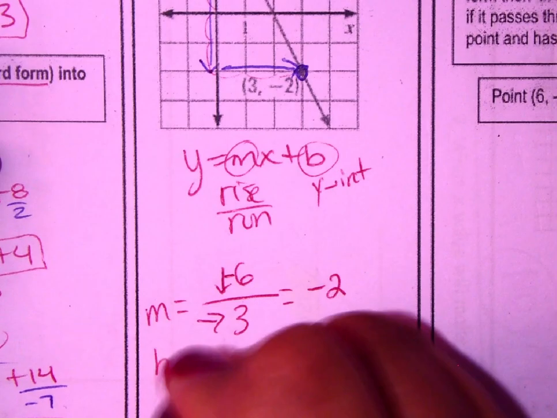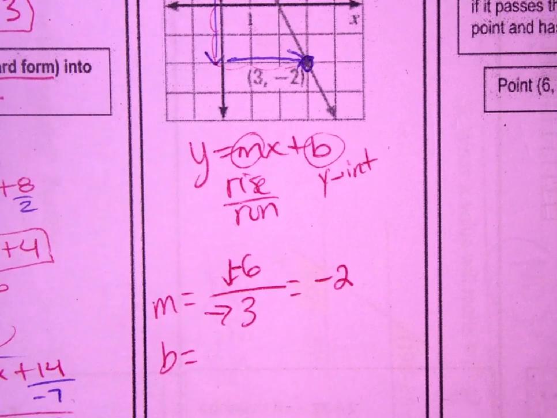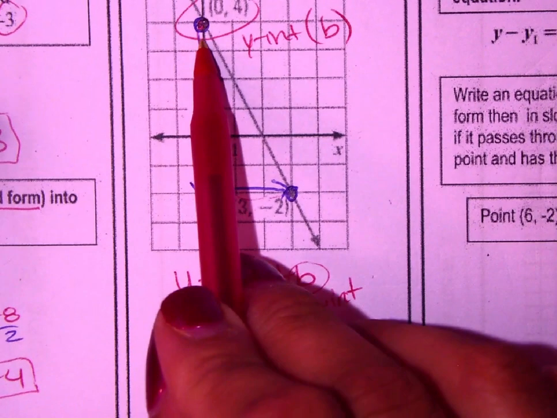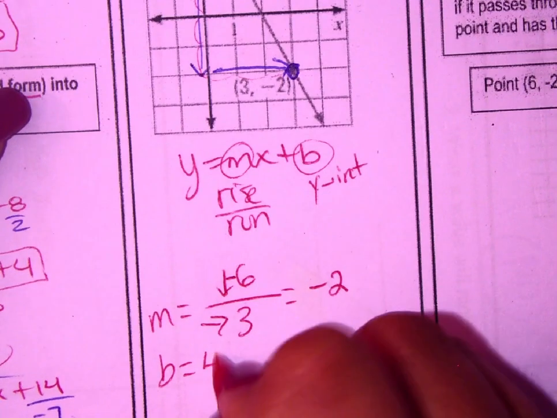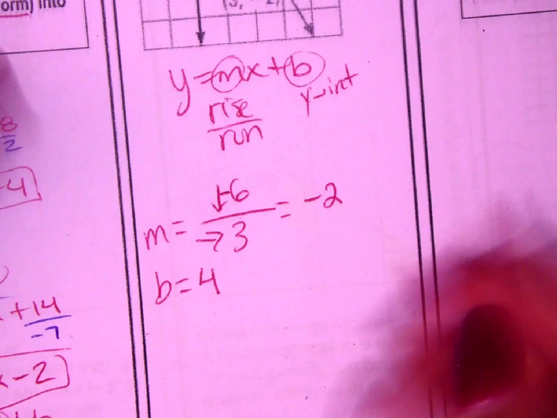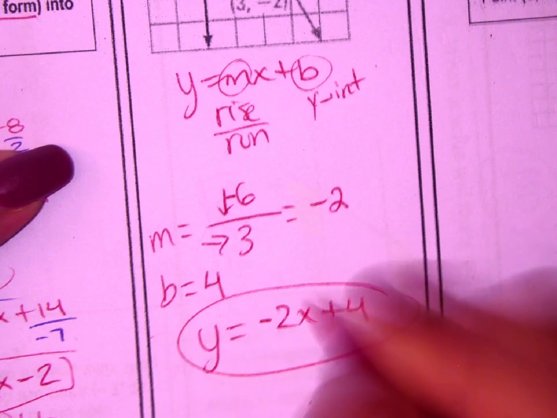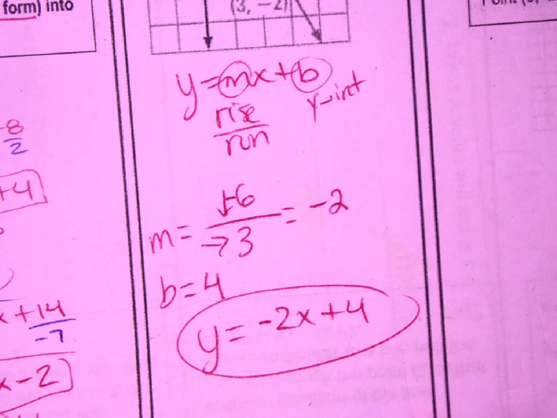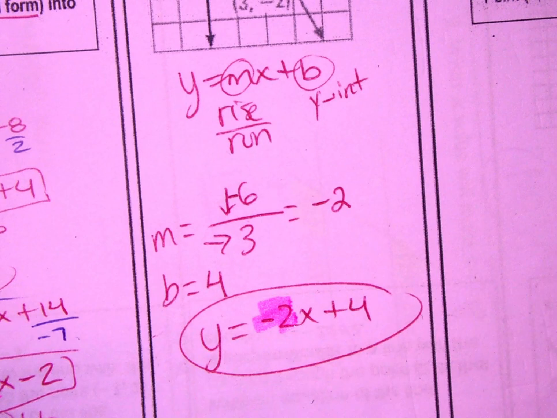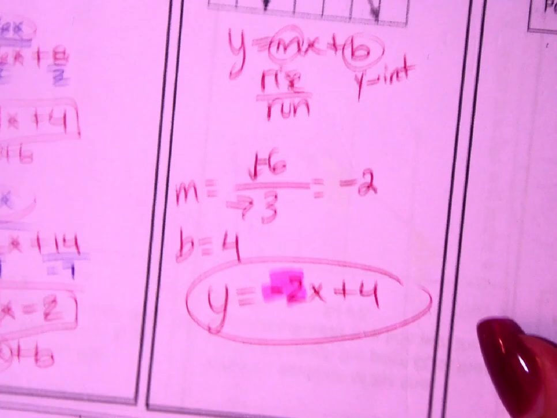As far as the b goes, it's just identifying where the line is touching the y-axis. So it's right there at 4. Put these two together and your equation will be y equals -2x plus 4. And your slope will be right there. So this is like a crash course reviewing skills from Algebra 1 that you're going to need in what's coming up here in geometry.